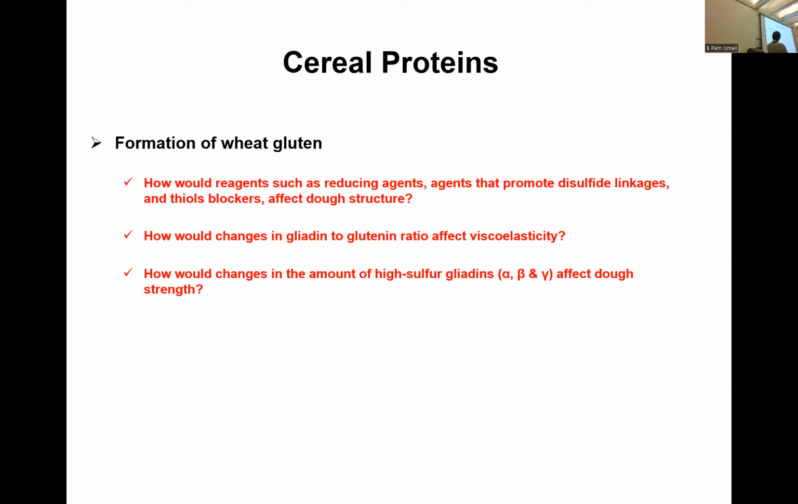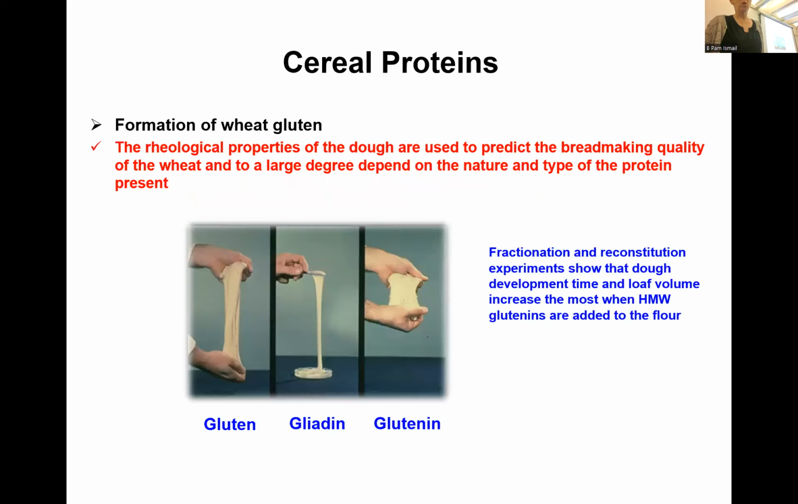So how would changes in the amount of high sulfur gliadins affect dough? So we said alpha, beta, and gamma gliadins have cysteine residues, whereas omega gliadins do not. So if you have more of the alpha, beta, and gamma, and less of the omega, you have better intermolecular disulfide interchange between gliadins and glutenins. So you have better viscoelastic properties. All right. So this is to answer Brittany's question.